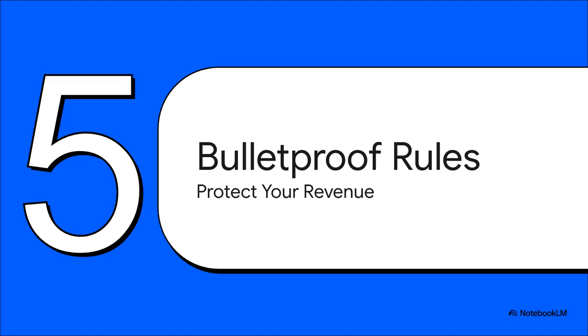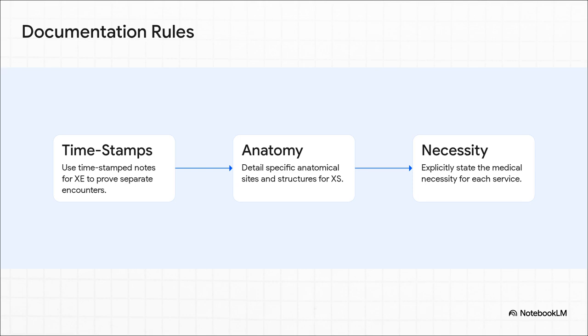Section 5. Bulletproof documentation rules. We all know the golden rule. If it isn't documented, it didn't happen. For XE, you absolutely need timestamp notes to prove the encounters were separate. For XS, meticulous anatomical site details are non-negotiable. And for both, you have to explicitly state the medical necessity for every single distinct service.